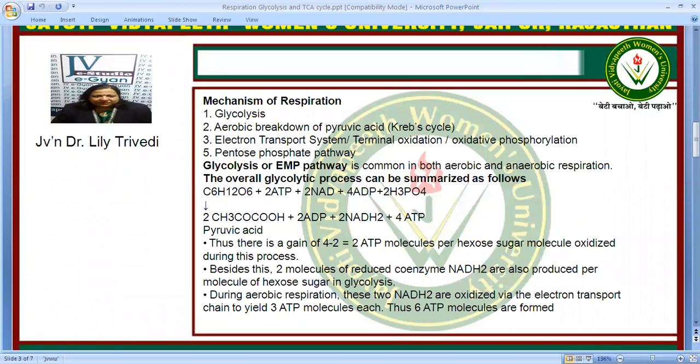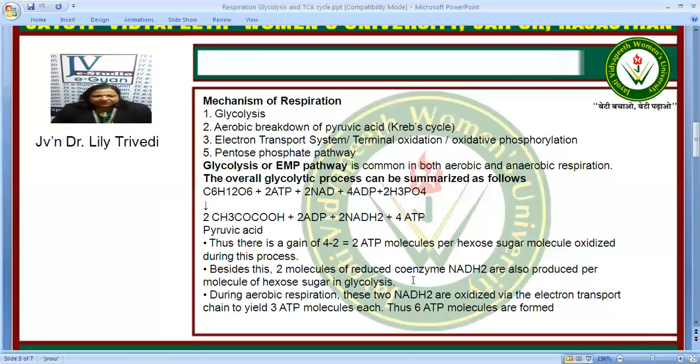Now, glycolysis or EMP pathway is common in both anaerobic and aerobic respiration. The overall glycolytic process is: glucose is converted to pyruvic acid, 2 ATP is used, 2 NAD plus 4 ADP plus 2 molecules of phosphoric acid H3PO4. And finally we get pyruvic acid, 2 ADP, 2 NADH2 and 4 ATP. Thus there is a net gain of 2 ATP molecules per hexose sugar molecule oxidized during this process.